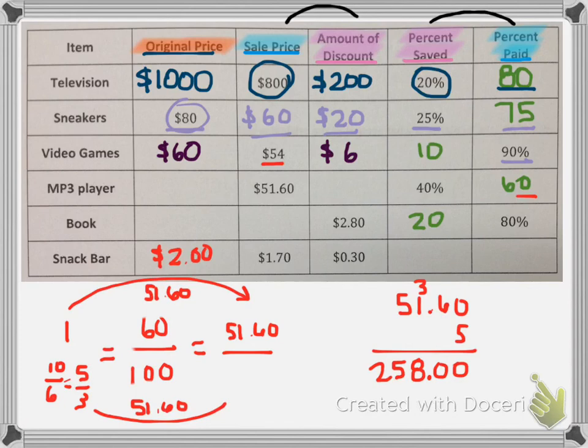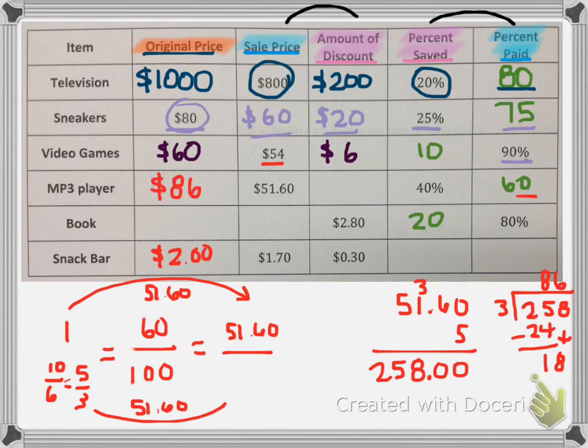And then I would have to divide by 3. So 258, see if I can fit it on here. 258 divided by 3. Well, that's an 8. 8 times 3 is 24. Subtract, get a 1, bring down the 8, and 3 goes into 18 6 times. So it's $86. Nice.